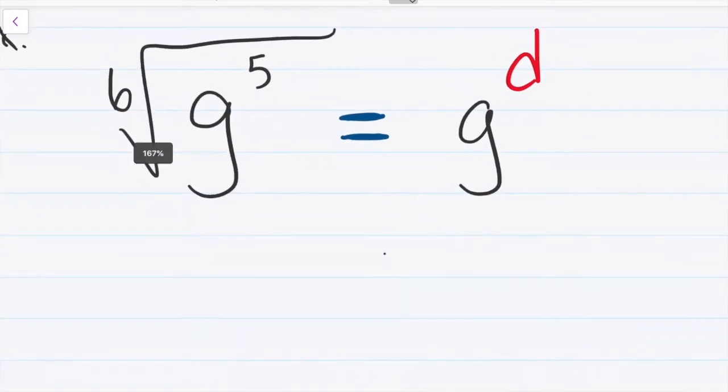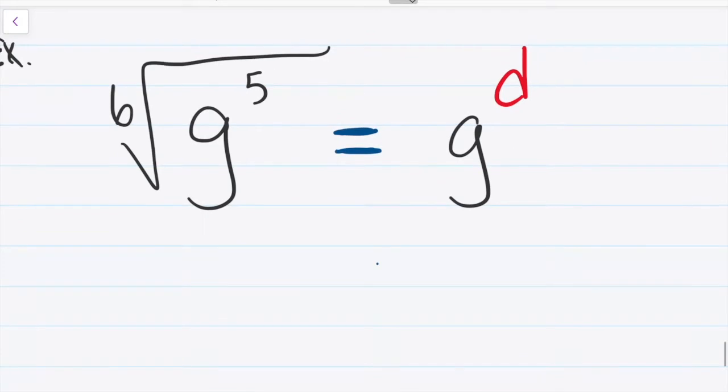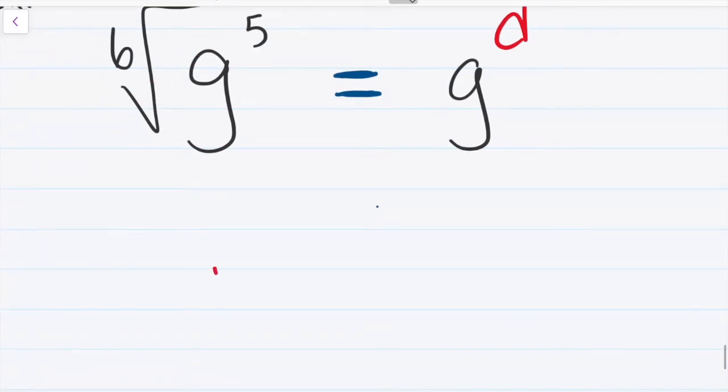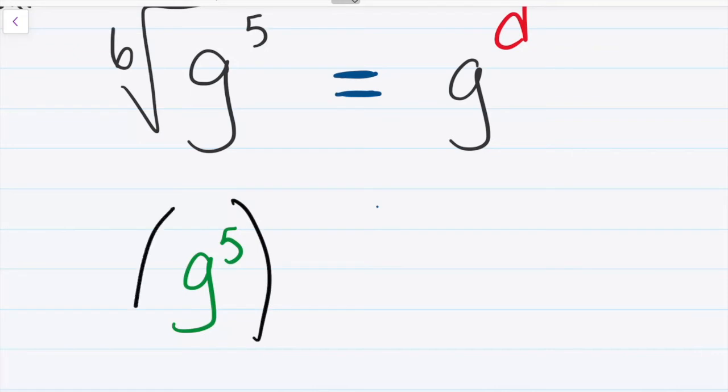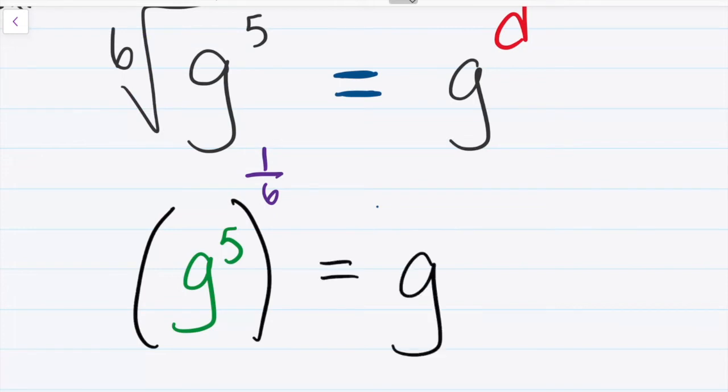Very simple. If you don't remember from the notes above, got to read the notes, guys. The notes above said this 6th root can also be written as an exponent. If you don't remember this, it's g, let me use a different color, it's going to be g to the 5th power still. But we can write it as an exponent to the power of 1 over 6. This fraction exponent is the same thing as the root. Remember that. And again, this still equals g to the power of d.